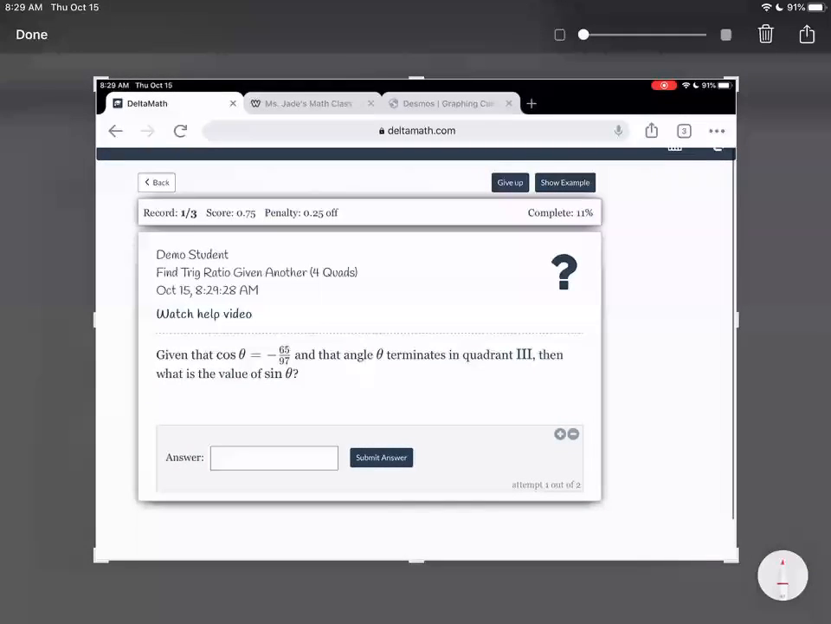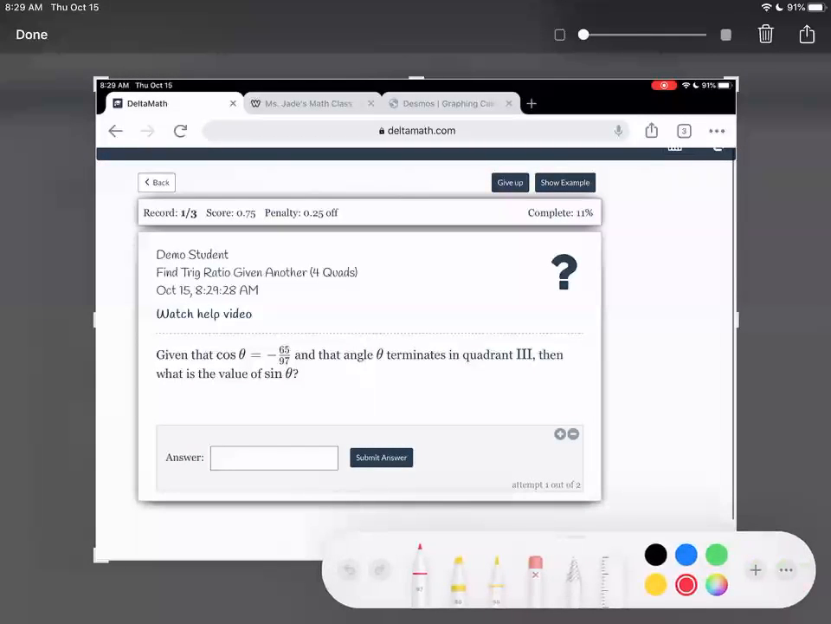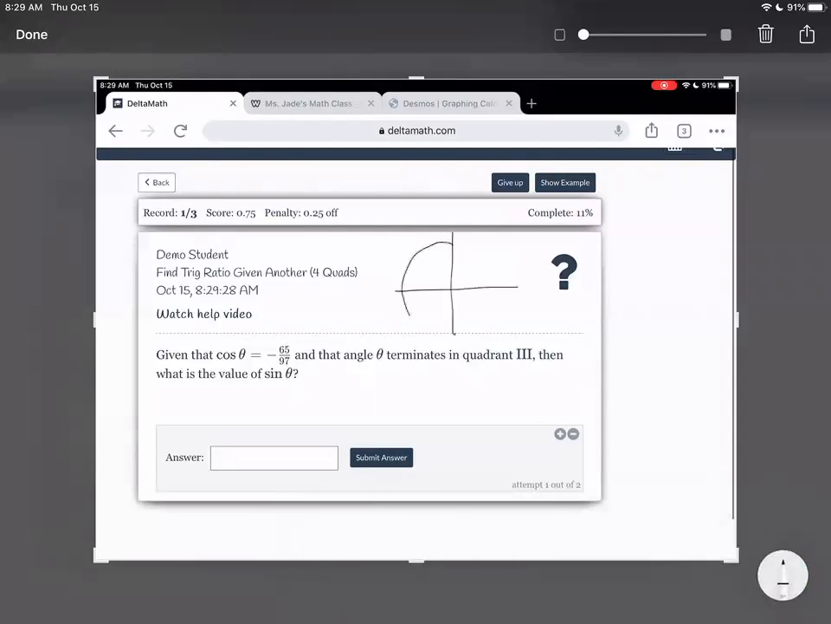Okay, so let's do our circle drawing. Given that cosine theta is equal to negative 65 over 97, and the angle theta terminates in quadrant 3, what is the value of sine? So let's take a look. Over here is quadrant 3.